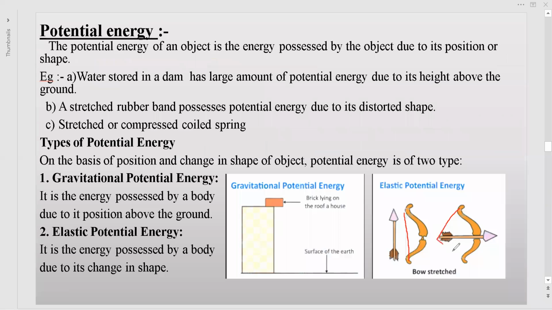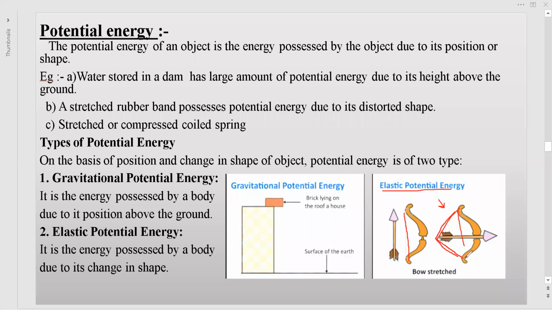suppose this string is stretched. The string of the bow is stretched in this figure. So the string has which kind of energy in it? It has elastic potential energy. Okay. Potential energy.